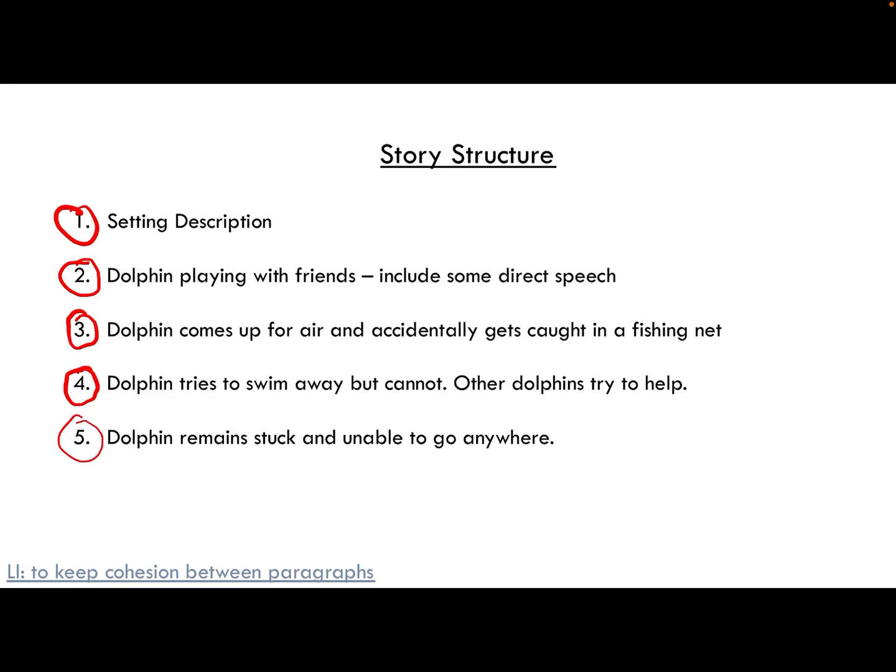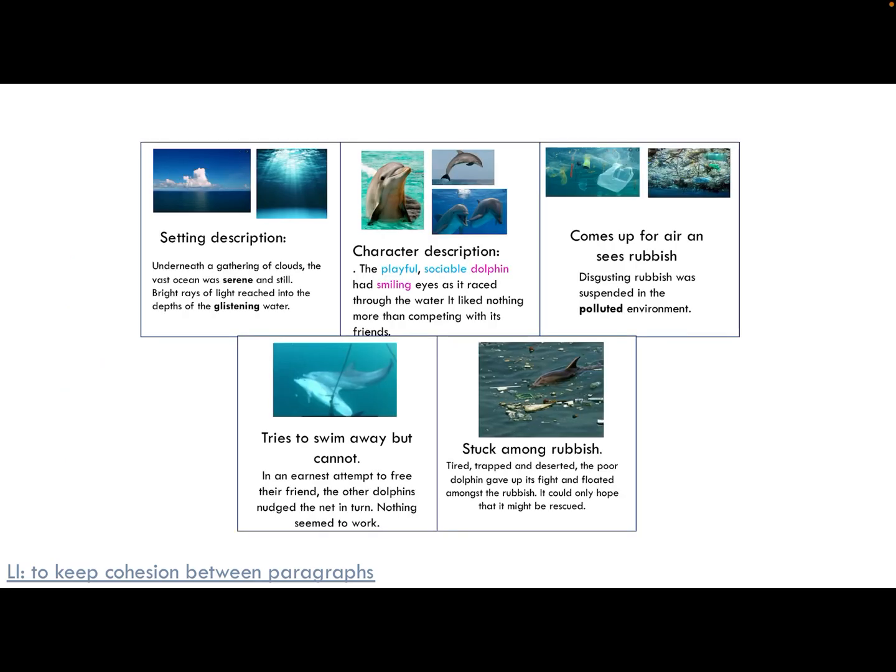Now, some of you might want to add some bits in there. I'm going to suggest that you don't. I'm going to suggest that you keep to these 5, purely because I don't want us writing 5 pages of mumbo jumbo. I would rather have 5 quality paragraphs that link together, that use your words efficiently, and you're using the best words possible and the best sentences possible.